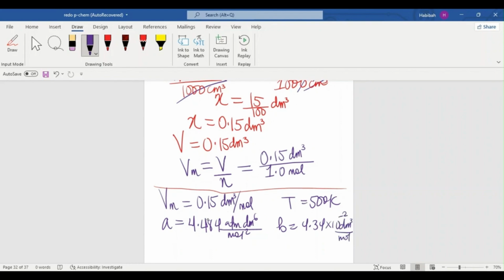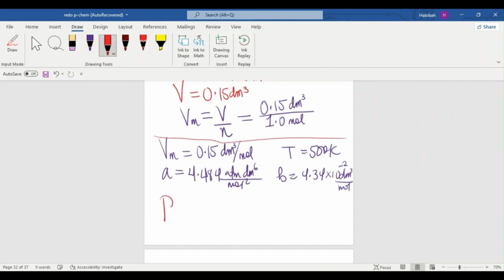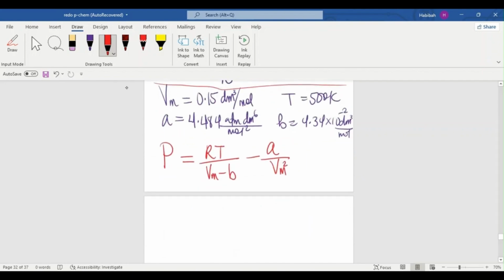And then, of course, R is the gas constant. So now, substituting, we have P is equal to RT divided by Vm minus B, minus A divided by Vm squared. So we're going to substitute all of this information into this equation.